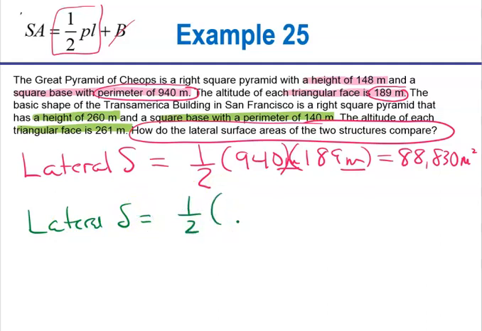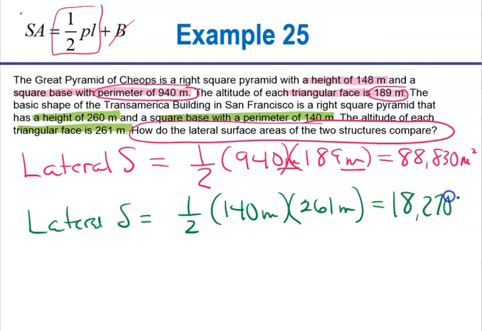Now the perimeter of Transamerica is 140 meters, much smaller, times the height, though, is much bigger. You've seen that picture of Transamerica, or you've seen it in person. It's a huge pyramid, but it's skinny, okay? You got 1/2 times 140 meters times 261 meters. So it's 0.5 times 140 times 261. And I get 18,270 meters squared. Remember, meters times meters, again, gives us meters squared.